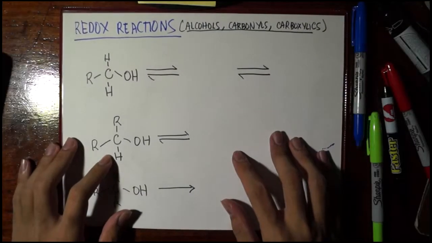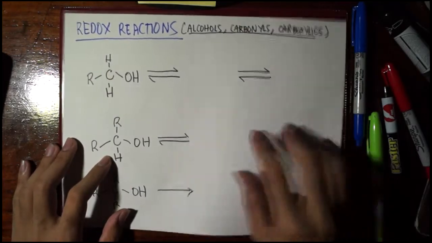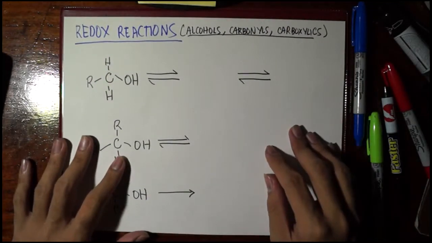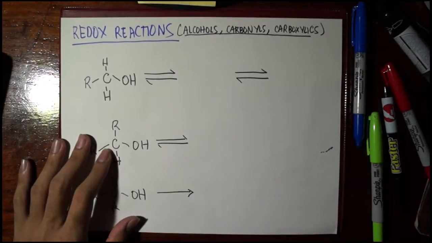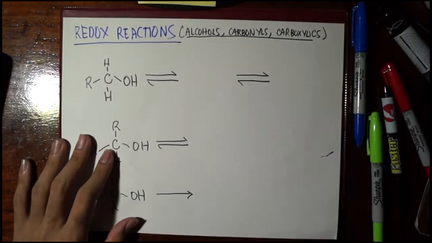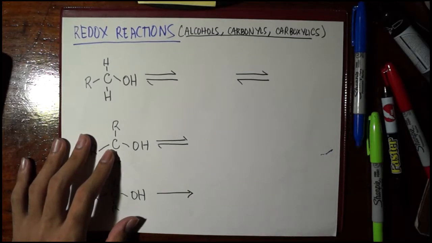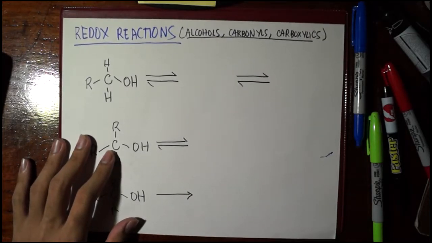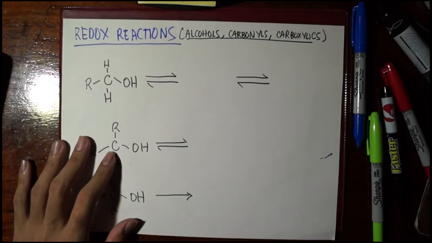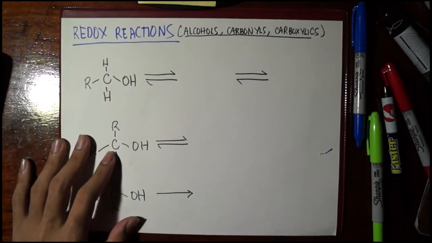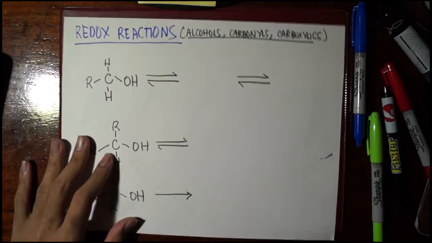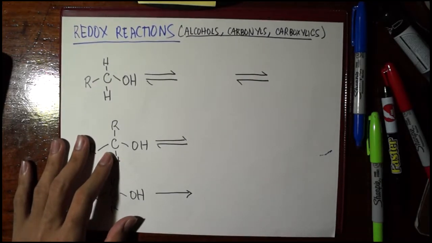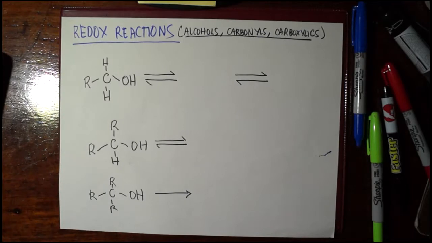Alright, so at this point, I would like to discuss specifically redox reactions going on among oxygen-containing families of organic compounds. So that includes alcohols, carbonyl compounds, and carboxylic acids, and the derivatives. Ideally, you should be watching this after the discussion of alcohols and carbonyl compounds, but before carboxylic acids and the derivatives. So we start.